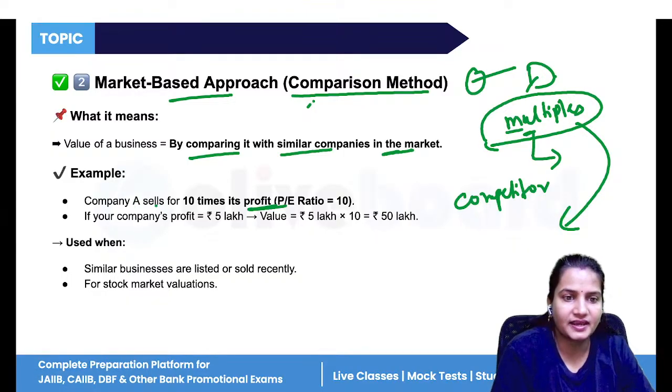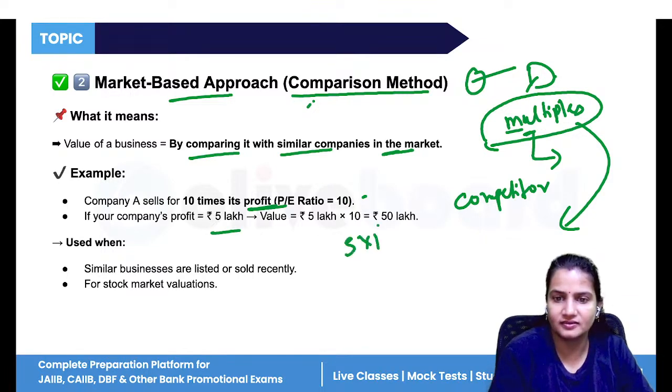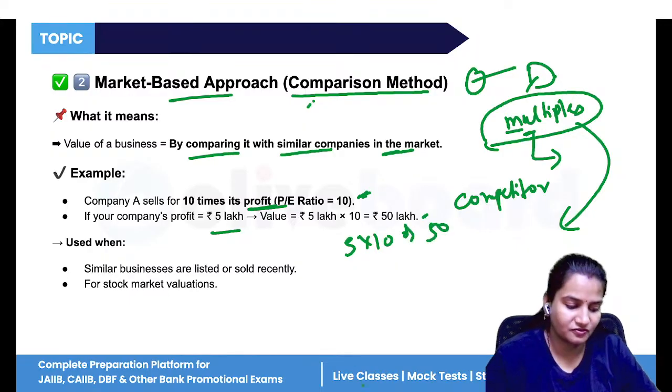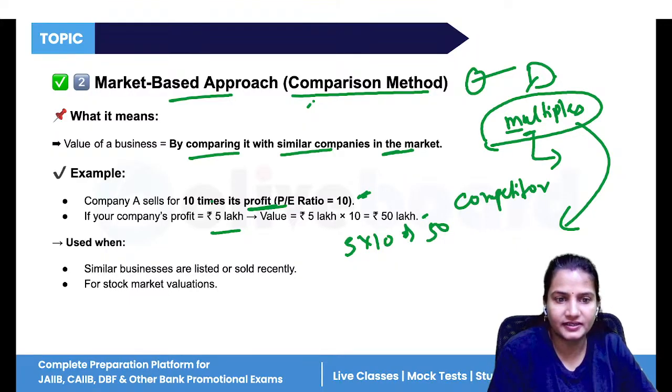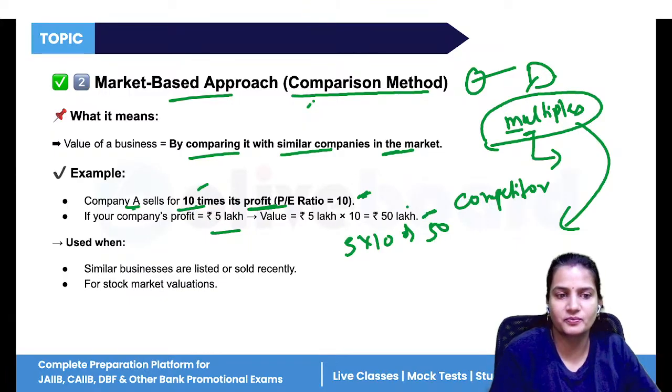Like company A sells for 10 times its profit. Now the PE ratio comes to 10. And if the company's profit is 5 lakh, and this is the multiple 10, the value of the company now becomes 50 lakh. Company A sells for 10 times, which means the value of company A is 10 times profit. And the same multiple I use for the company which I want to purchase.